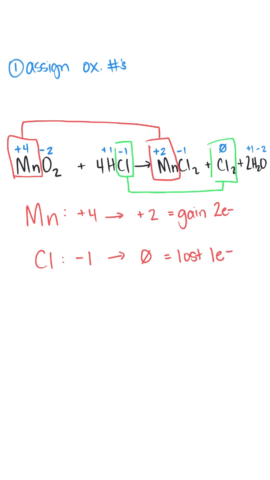So now we're going to look at our oil rig, or Leo the lion, and you're going to say oxidation is losing, reduction is gaining. Well, which one lost? Chlorine lost. So this one is oxidized. Chlorine is oxidized. And so reduction is gaining. So the gaining of electrons means that this was reduced.